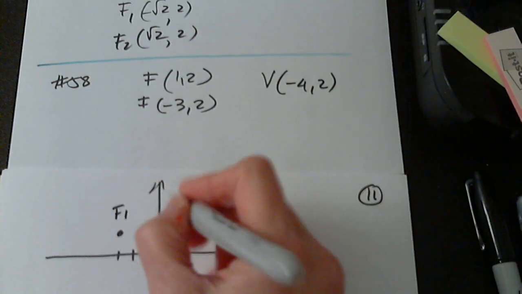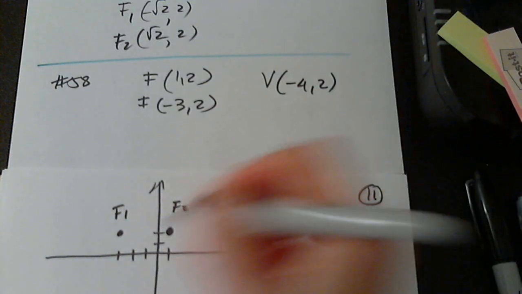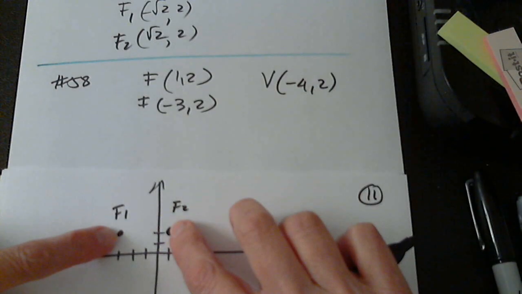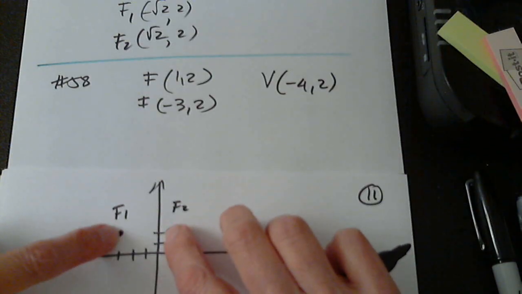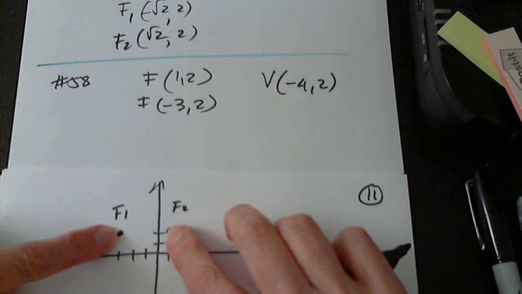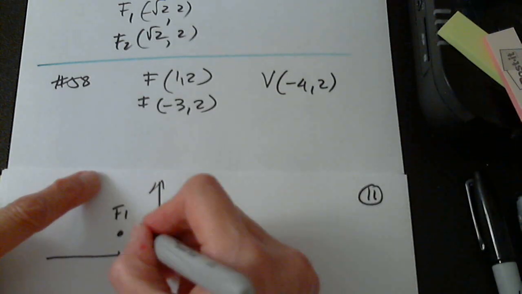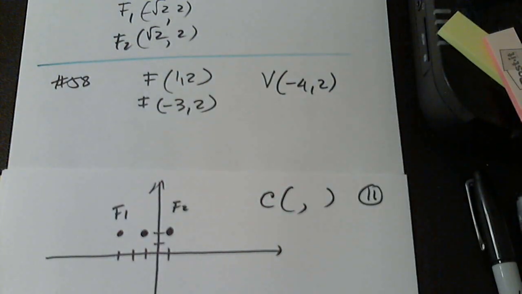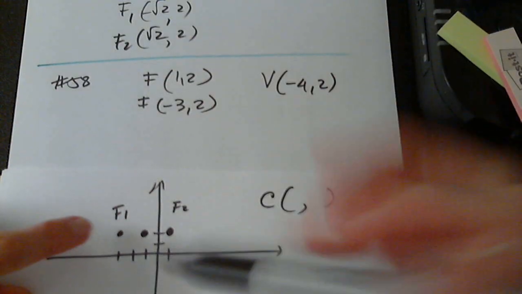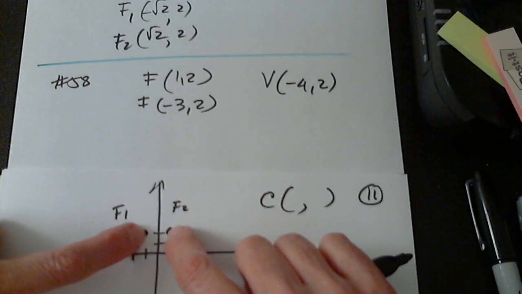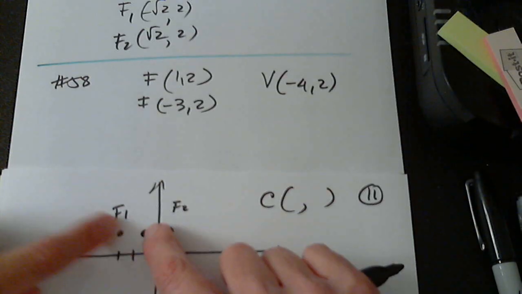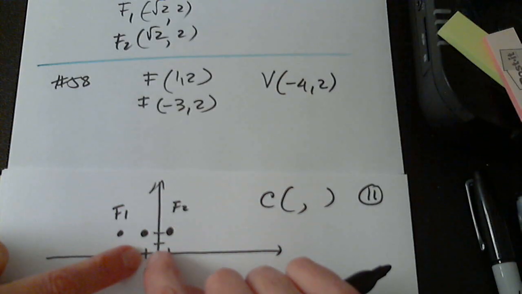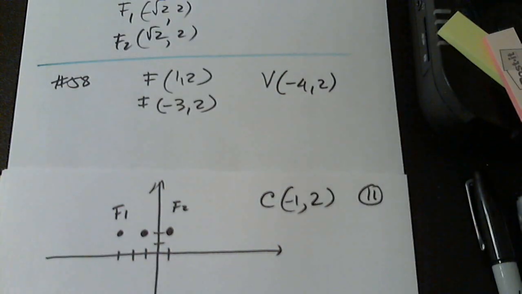So this is F1 and this is F2. Where is the center? Exactly in the middle. So the distance is 4 units, divided by 2. Right here. Can anyone identify the coordinates of the center? This is 2 units and this is 2 units. Excellent. Indeed, the center is (-1, 2).